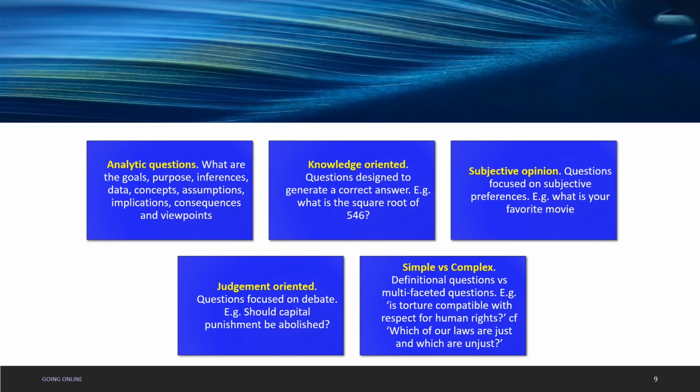And of course, we've got the distinction between simple versus complex questions. Definitional questions versus multifaceted questions. Is torture compatible with respect for human rights? Is a relatively simple definitional question. Contrast that with which of our laws are just and which are unjust. That's a complex, multifaceted question. The reason I'm addressing this is not to make you aware of different sorts of questions, but get you to think about how you are going to use different forms of questions at different stages in the student's learning. And particularly online, think about what is an appropriate form of questioning.